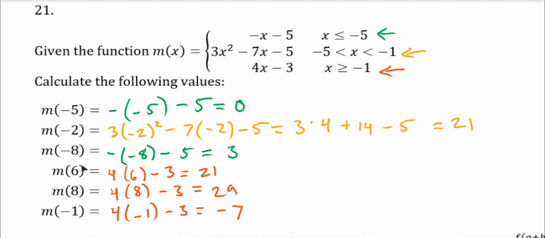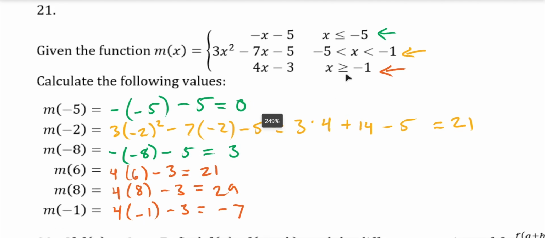All the last ones, 6, 8, and -1, they all fall into this third rule set of being greater than or equal to -1. So we want to take 4 times that number, minus 3 from that, and that's our answer. 4 times 6 minus 3 is 21, 4 times 8 minus 3 is 29, and 4 times -1 minus 3 gives me -7.